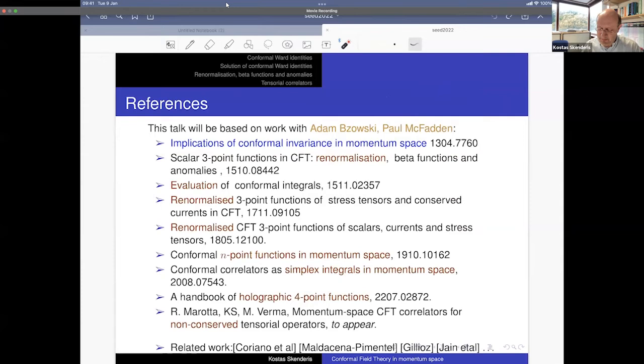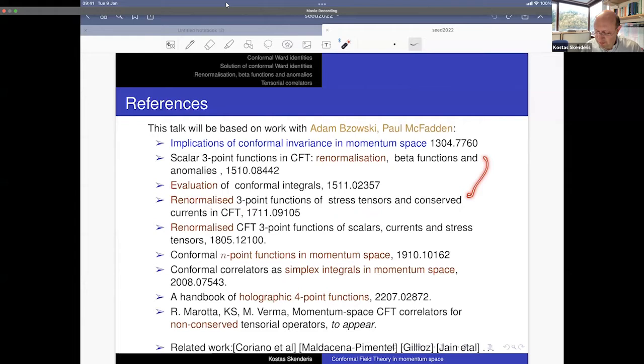So in this paper, we discuss the renormalization of scalar three-point functions. In this one, we discuss renormalization when you have stress-energy tensors and conserved currents. And in the following one, we combine all ingredients. Every time you put in a new ingredient, new issues arise. So it's not a trivial incremental change where you go from one to the next to the next.